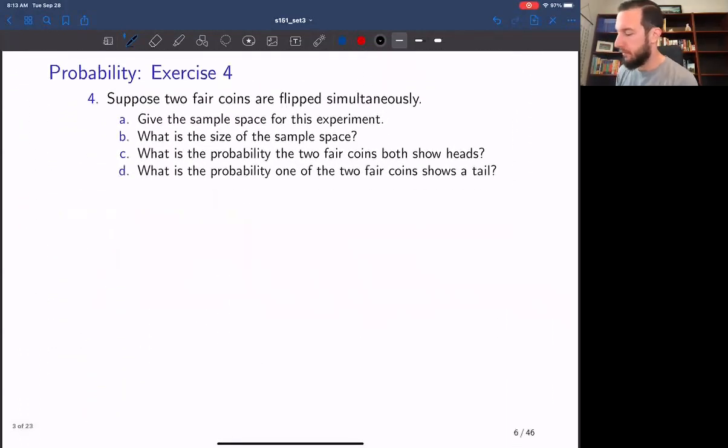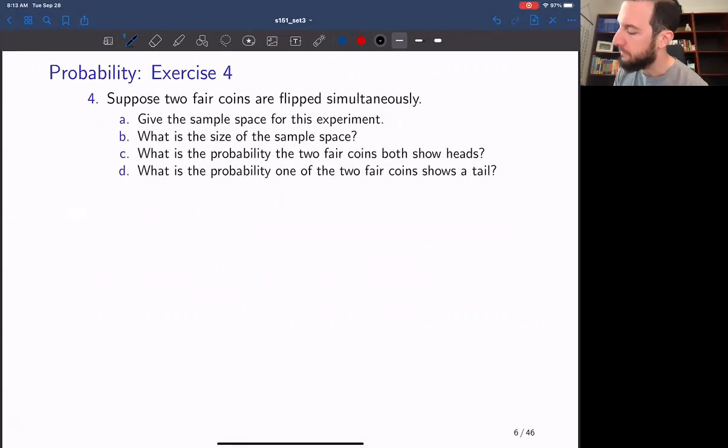All right. Suppose two fair coins are flipped simultaneously. Give the sample space for the experiment. What is the size of the sample space? What is the probability that two fair coins both show heads? What is the probability that one of the two fair coins shows a tail?